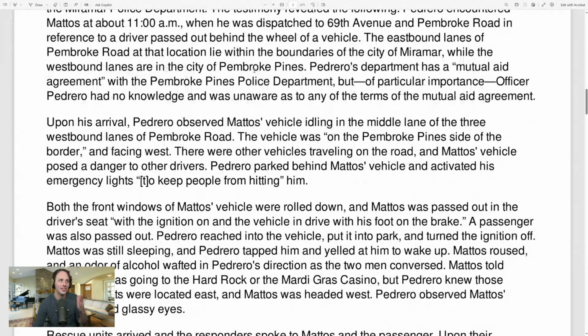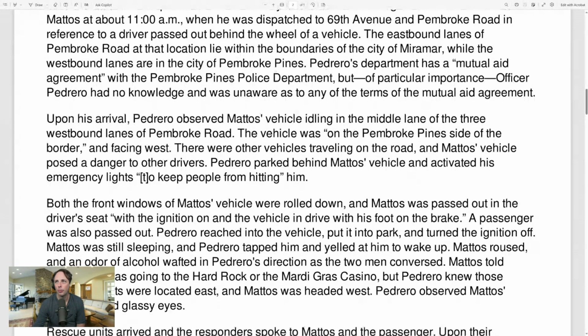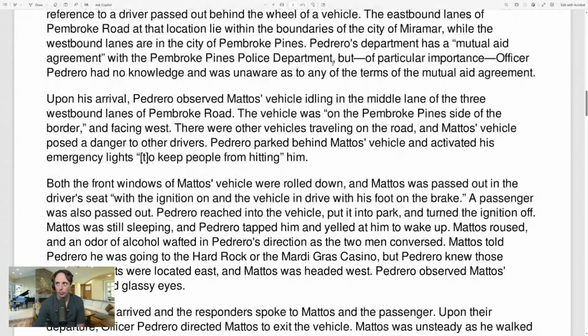So again, we have this jurisdictional issue. It's very tight because it's literally at the edge between these cities. Pedrero's department has a mutual aid agreement with the Pembroke Pines Police Department, but of particular importance, Officer Pedrero had no knowledge and was unaware as to any of the terms of the mutual aid agreement.